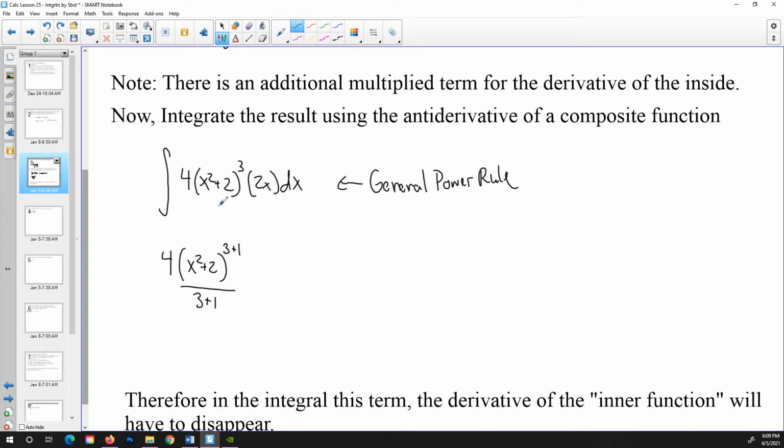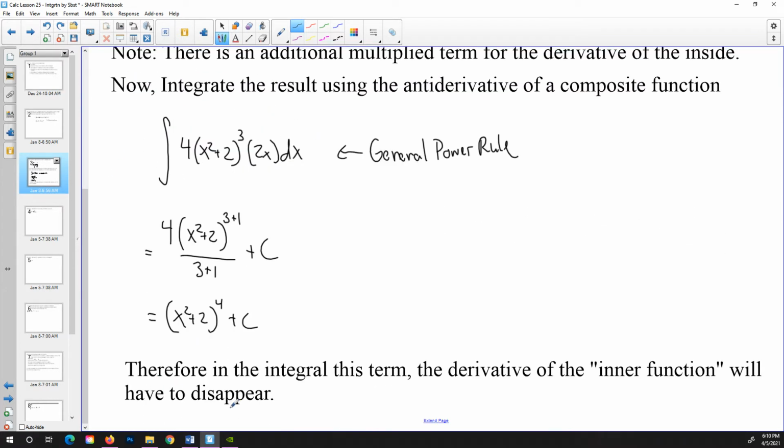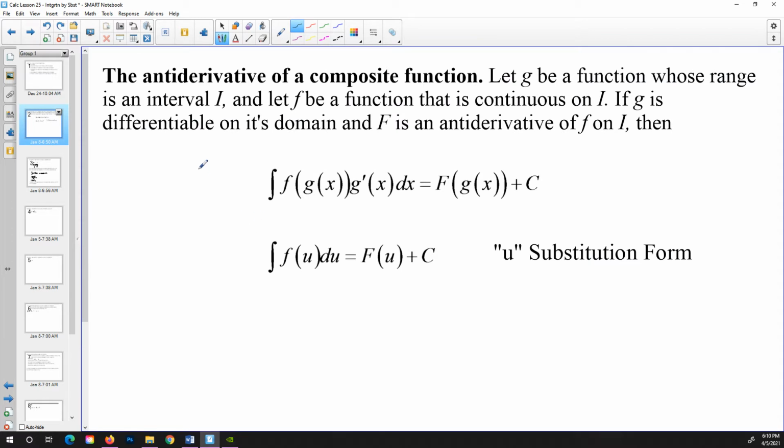This derivative of the inner function is going to disappear, and then I'm going to have to add some constant c. The 4 and this 4 are going to cancel, and I'll be left with x squared plus 2 all to the 4th power plus some constant c. The constant c is represented by the 9. So therefore, in the integral, the derivative of the inner function must disappear. We see that in this definition where this g prime function is going to disappear.